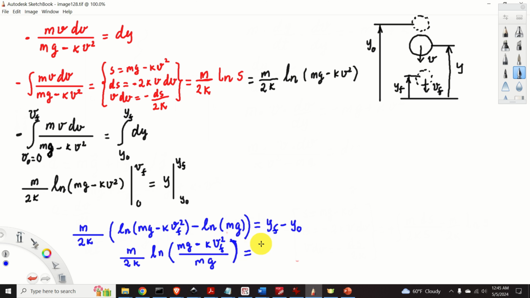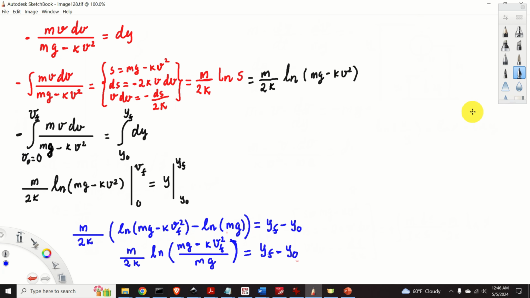Close is equal to y final minus y0. Over here I use this rule. Namely, it's very well known that ln(x over y) is actually equal to ln x minus ln y. And that's precisely what I used over here, where y is mg and x is mg minus k vf squared. Next, from this expression, we need to compute vf.